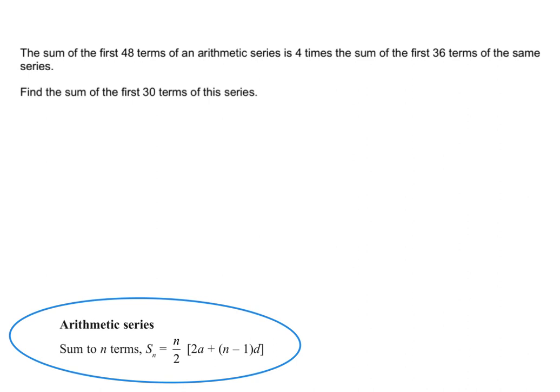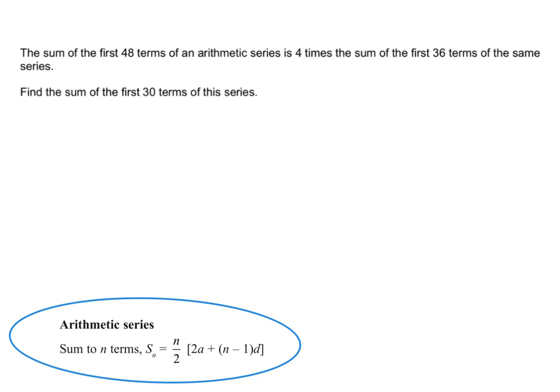In this question, you've got the sum of the first 48 terms of an arithmetic series is 4 times the sum of the first 36 terms of the same series. Find the sum of the first 30 terms of this series. A lot of words, let's try and break that down into something a bit more manageable.